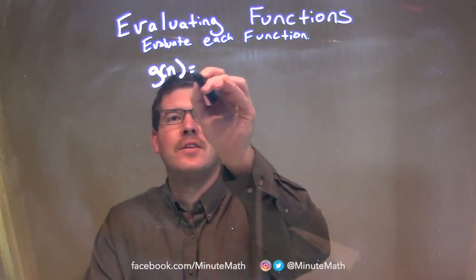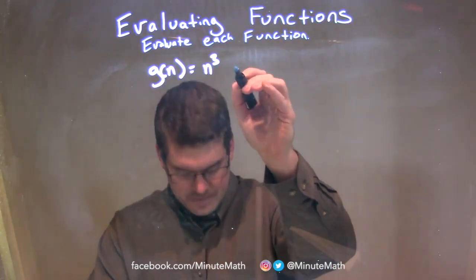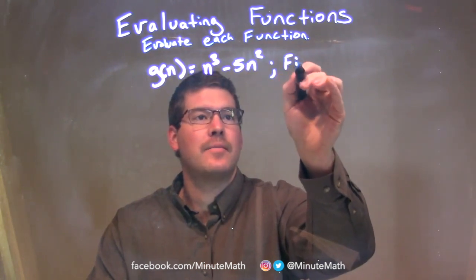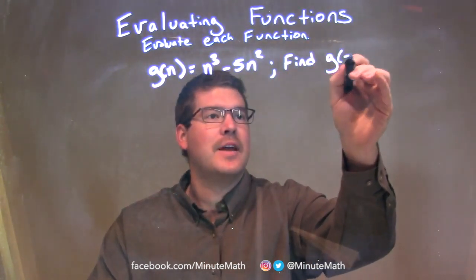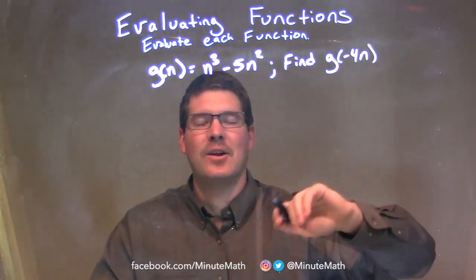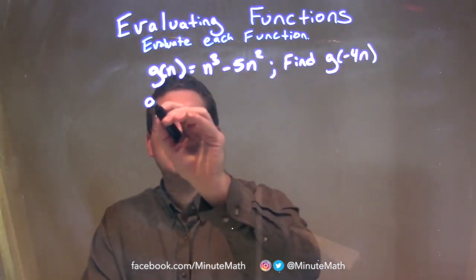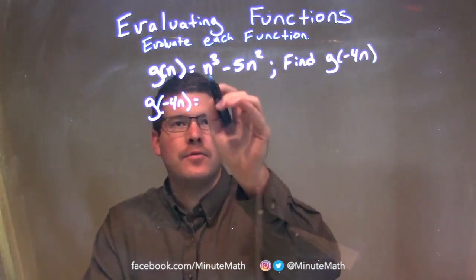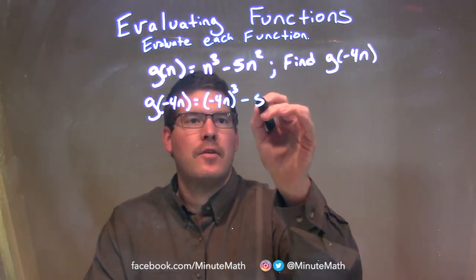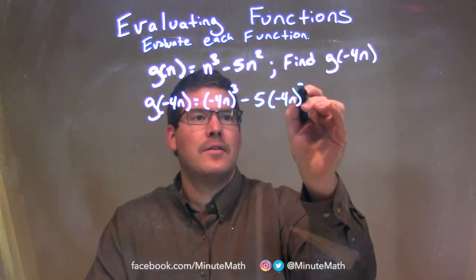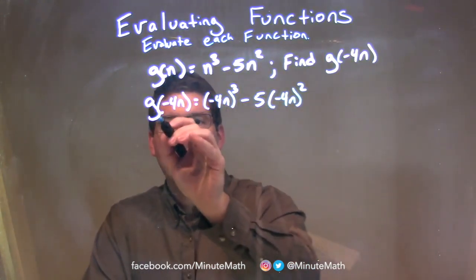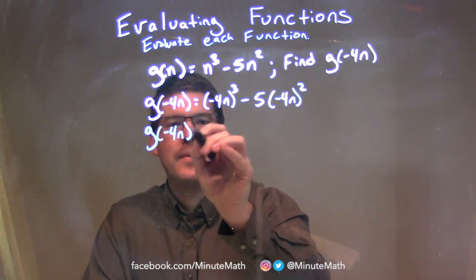G of n is equal to n to the third minus 5n squared. And we need to find g of negative 4n. So every single time we see an n, we need to plug in a negative 4n. So g here of negative 4n is equal to that n right there. So we have negative 4n right there to the third power minus 5 times negative 4n to the second power. All right. So now we need to simplify this. Okay. Well, g of negative 4n, we just rewrite that down here, is equal to.